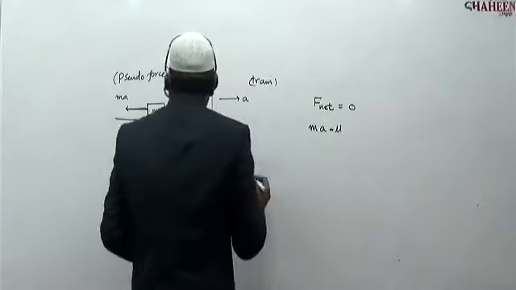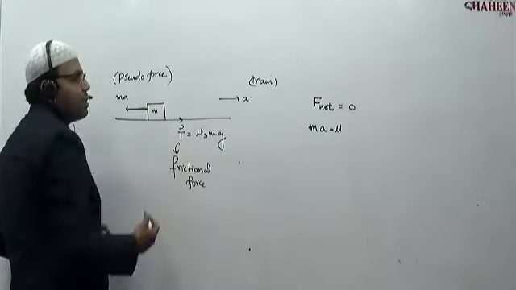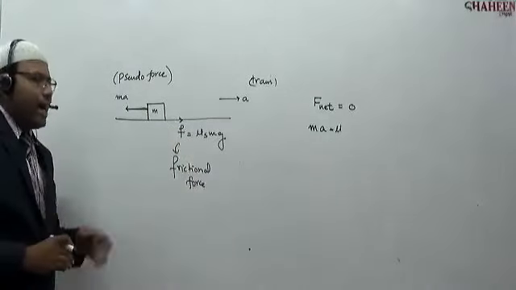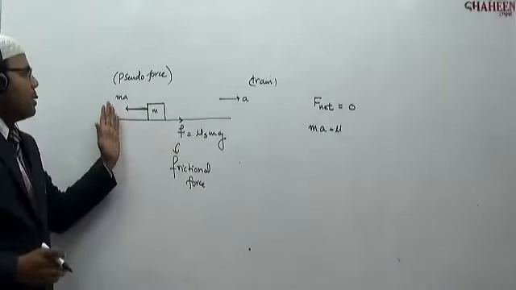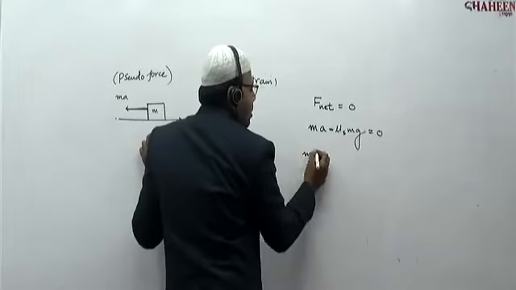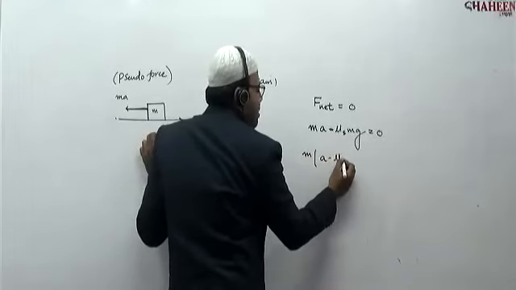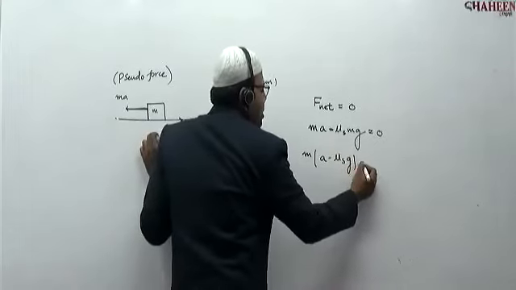Look beta, one force is acting like this, the other force is in the opposite direction. You can take either this minus this, or this force minus that force. Both are applicable. So mu s mg is equal to 0. Now, m is common.